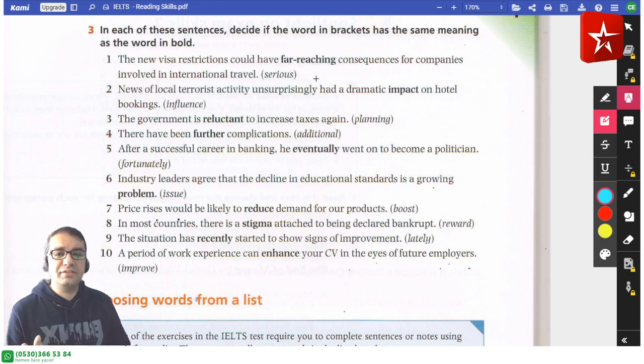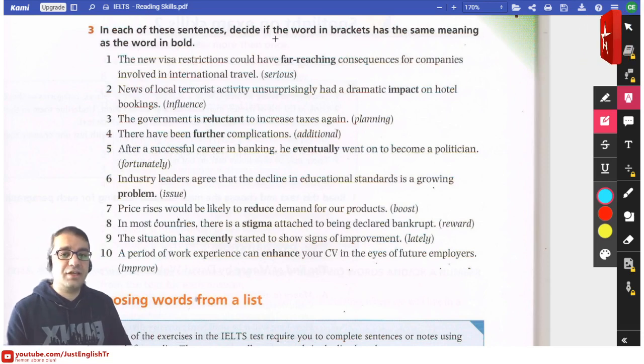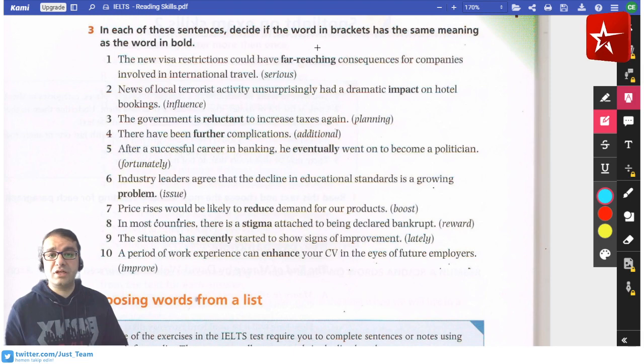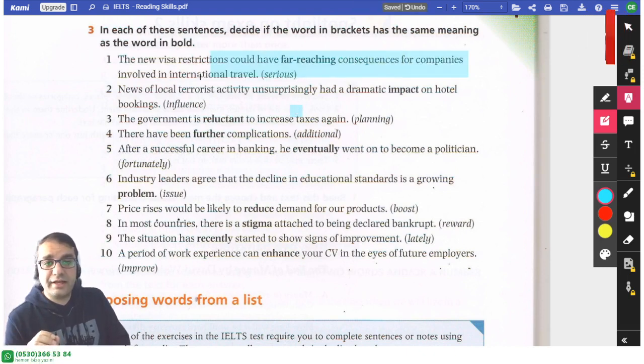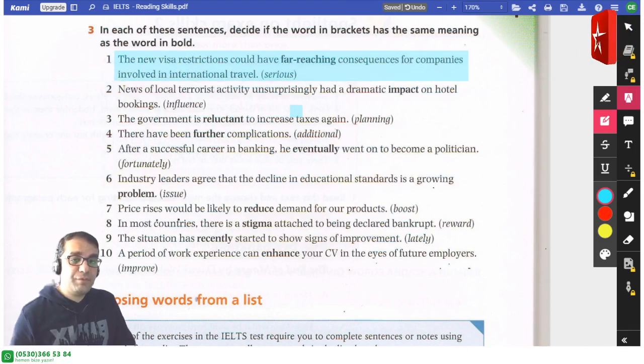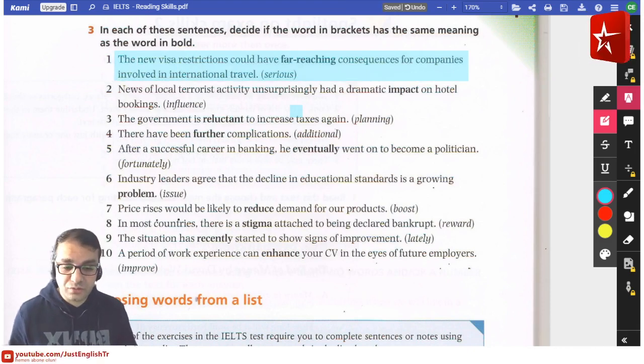So this one, number 3 now. In each of these sentences, decide if the word in the brackets has the same meaning as the word in bold. Is it yes or no? Simple. The answer is yes or no. It's for you as training. This is basically a training. Now let's go for number one. Number one, is it yes or no?